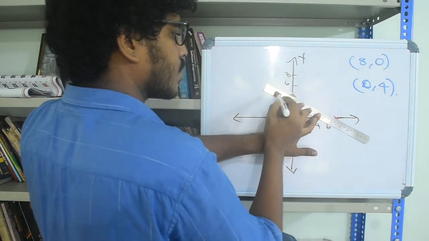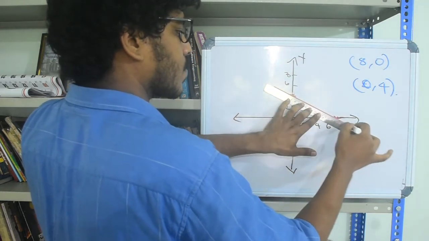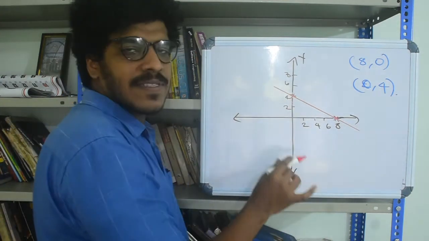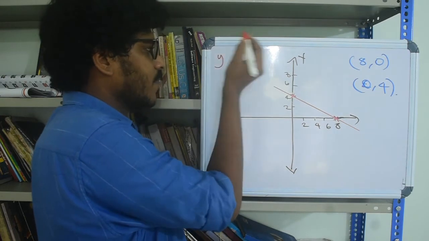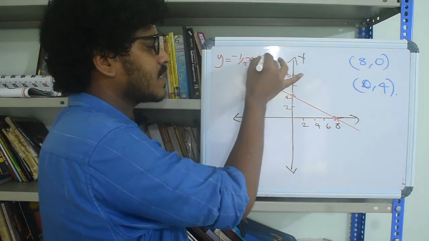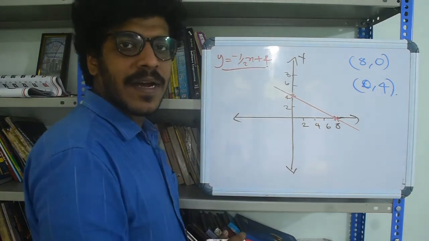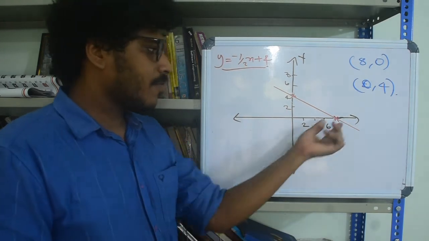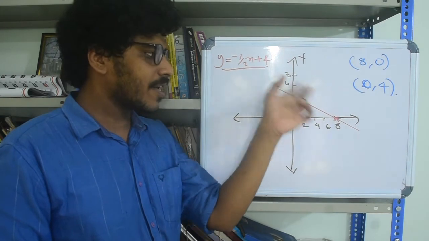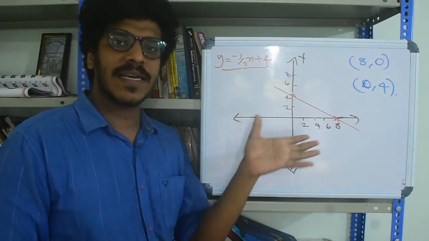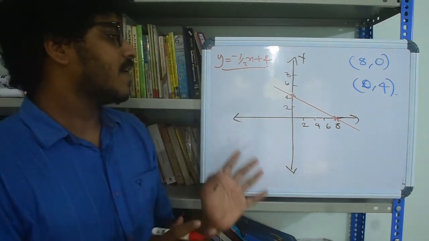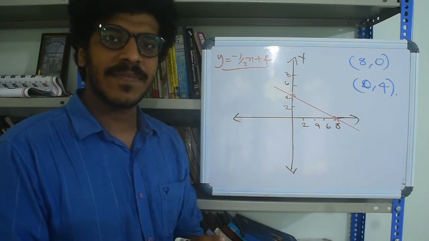Right. So this straight line gives the graph of the function, you can use the word function, the equation y equal to minus 1 by 2 x plus 4. Right. So what we have done, we found the two intercepts, marked them on the coordinate system, and joined them using a straight line. Right. Perfect. So this is how we graph a linear equation.